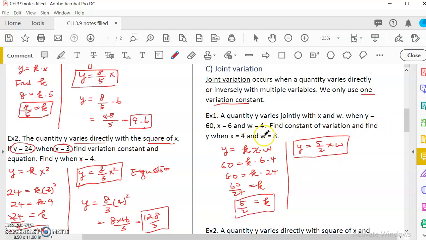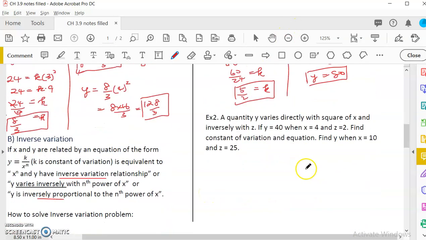After that, you can use it to predict y. What happens if x changes to 4 and w changes to 8? So y is now equal to 5 over 2 times 4 times 8. 4 times 8 is 32, divided by 2 is 16, and 16 times 5 is 80. So the new value of y is 80. In the past, when x is 6 and w is 4, y was 60. But because they are jointly related that way, y becomes 80 if x becomes 4 and w becomes 8. That is called joint variation.